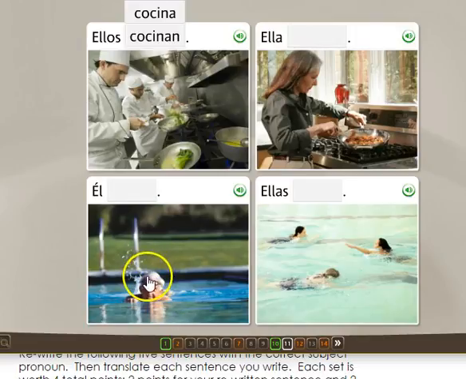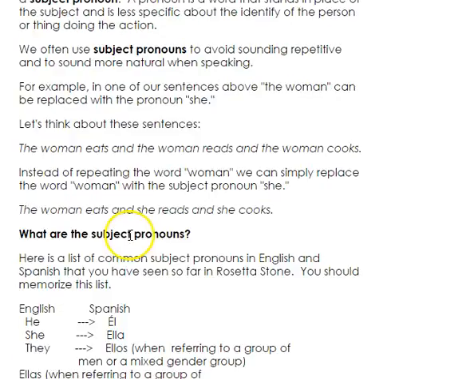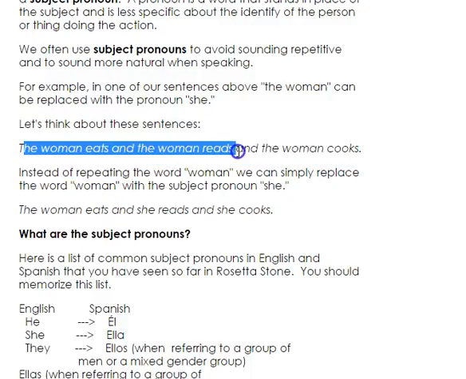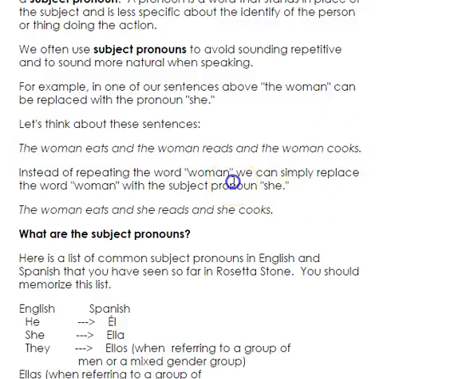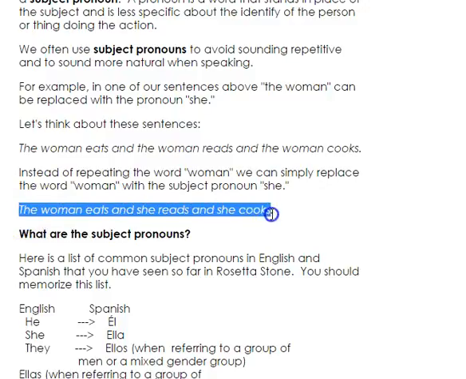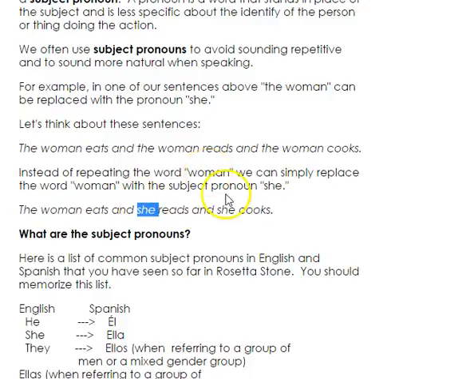So instead of saying el hombre, the man, I could just replace that with the word he. This is something that helps us sound more natural when we speak. For example, let's think about if we said in English, the woman eats and the woman reads and the woman cooks. It doesn't sound very natural. Instead, it sounds much better to say the woman eats and she reads and she cooks, because we replace the subject with a subject pronoun.